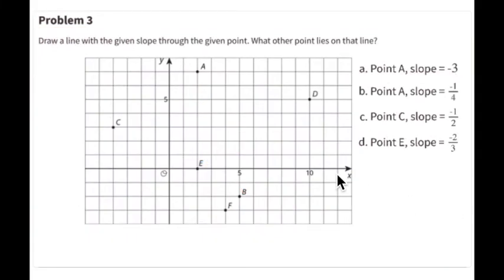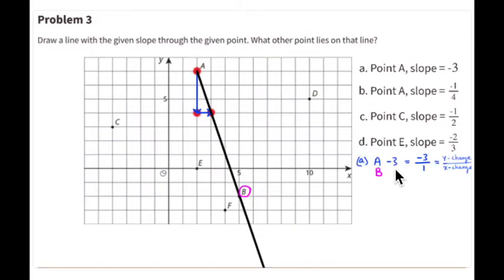For problem number 3, they give you all these points on a grid, and you're supposed to draw a line with the given slope. So here are the given slopes right here, and here's the starting point right here. Through the given point, what other point lies on that line? So you're going to find a second point that's on that same line. So for A, start out at point A, and this has a slope of negative 3.